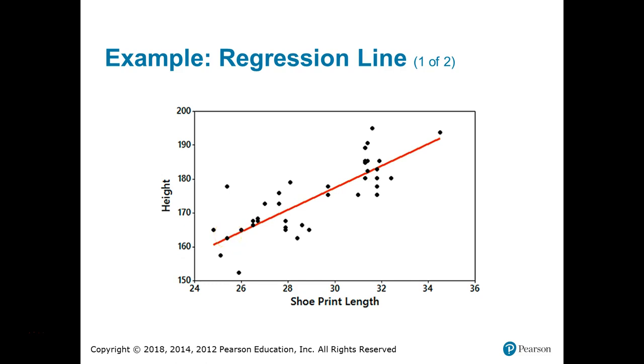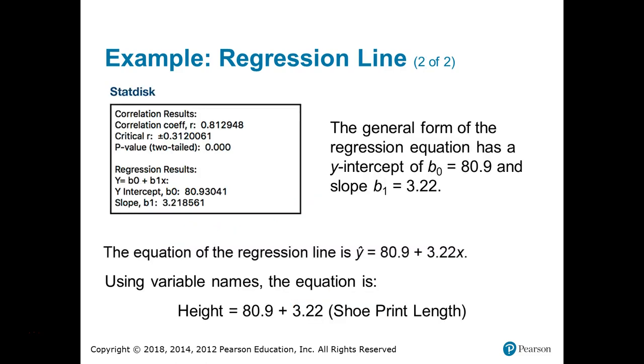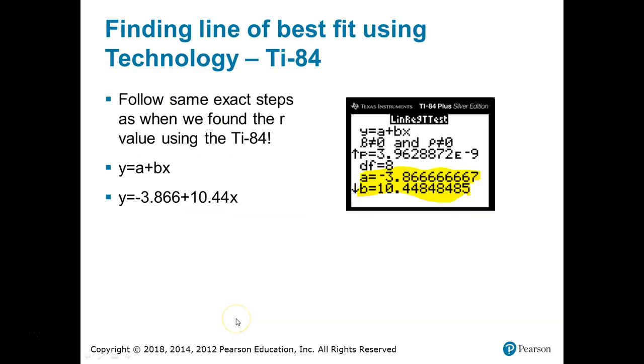How do we calculate that? Well, we have our calculator do it. The general form, for this example, had a y-intercept of 80.9 and a slope of 3.22. So here is our regression equation. So how do we find that using technology ourselves? Well, we actually already did it. The same exact steps we used to find r actually did this as well.